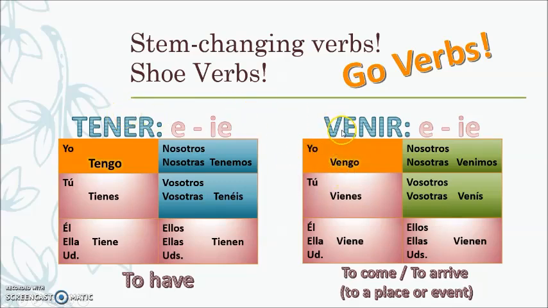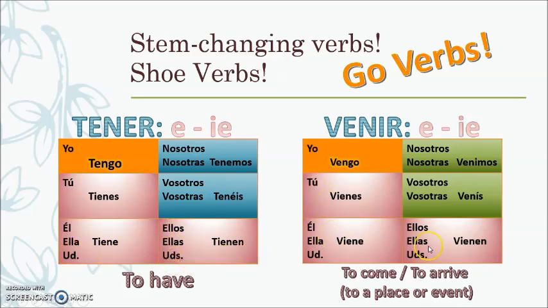Tener and venir are both E to IE stem changing verbs, so they're very similar to each other, but they differ in their meaning. And tener is an ER verb, venir is an IR verb, so those are the differences. But other than that, they're very similar. So in these three forms right here, they're going to stem change from E to IE. So it will be tú tienes, él, ella, usted tiene, and ellos, ellas, ustedes tienen.